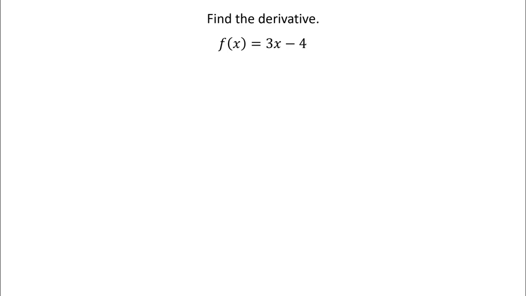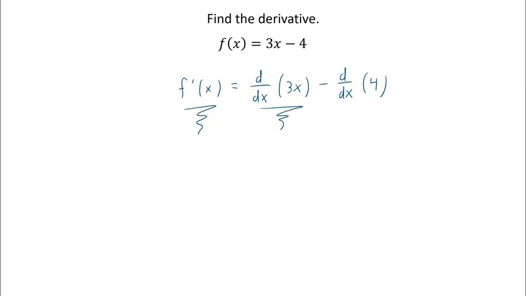In this example, we're asked to find the derivative of f of x equals 3x minus 4, which is just a linear polynomial. To find the derivative of a function with multiple terms, we can differentiate term by term. And that's what this means. To find the derivative, we can take the derivative of the first term, 3x, and the derivative of the second term, 4. To differentiate an algebraic term like 3x, we use what's called the power rule.